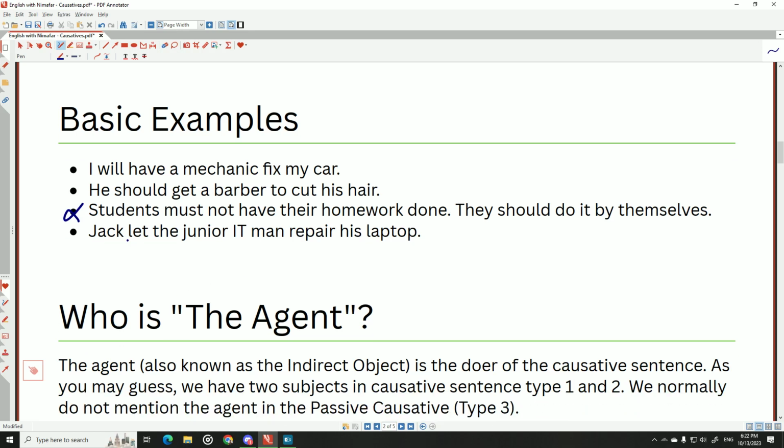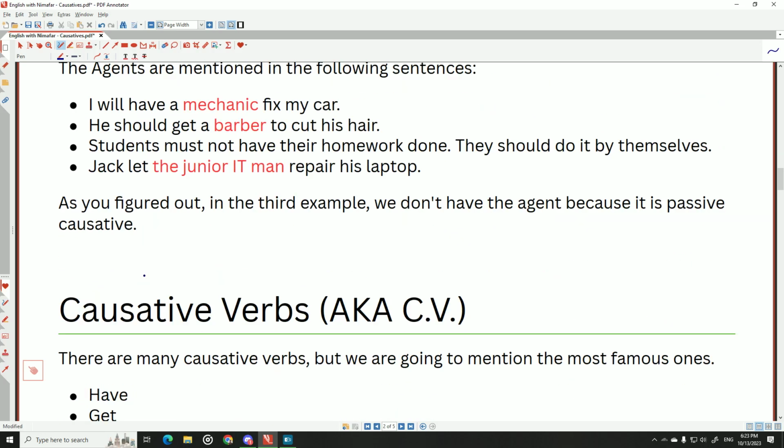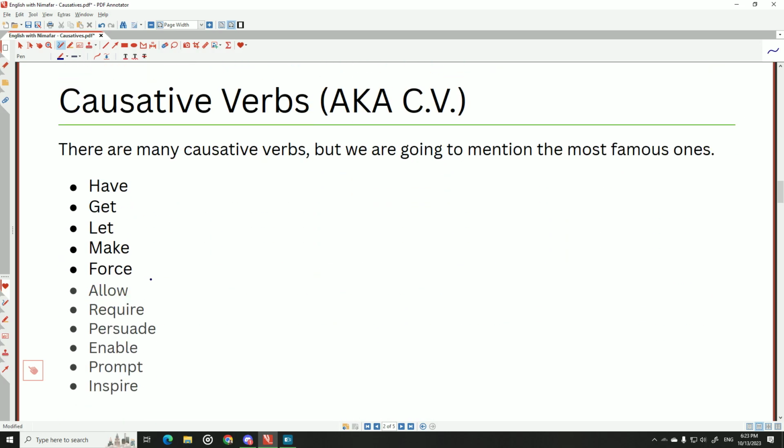Let, in some references, they don't count let as a causative verb, but in other references they count it. And I think it's correct because you give permission. So, who is the agent? Let's skip it. Let's talk about causative verbs now. There are many causative verbs in English, but we're only going to talk about the most famous five. But of course there are others, but generally we're going to work with these.